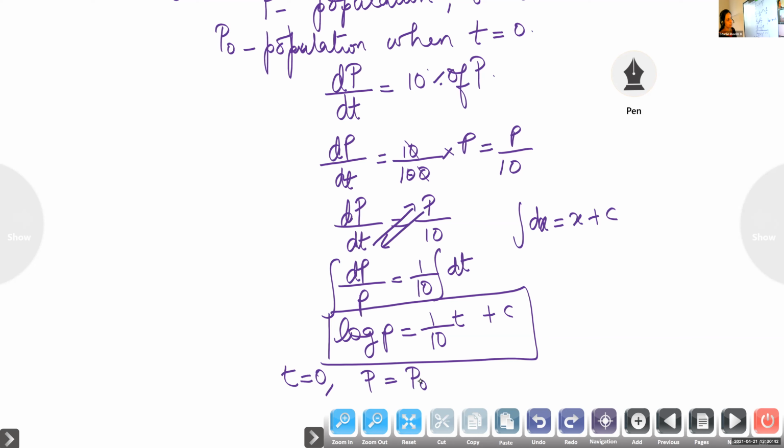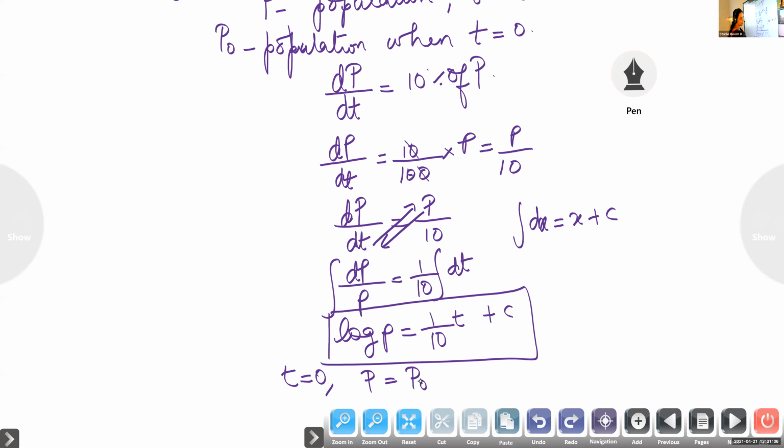If some value is given, you can substitute the value. Sometimes in some problem they will give that in the beginning there are 10,000 bacteria. Whenever it is given in the beginning, it means when time is 0, that is the beginning population. P naught is 10,000. Here the value is not given, so we are going to take just P naught itself. When the time is 0, P is equal to P naught.